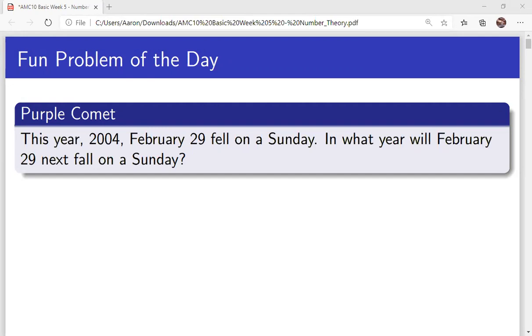All right, so I'll start going over the fun problem of the day now. The problem is from the year 2004, and in 2004, February 29th fell on a Sunday. And so you want to find the next year that February 29th falls on a Sunday. First of all, we know that February 29th only happens on leap years.